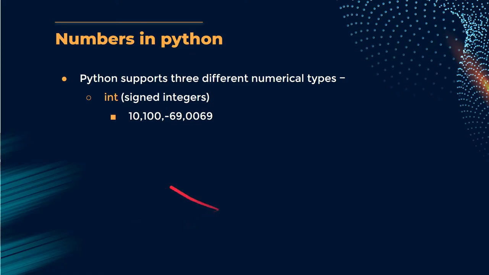We can also have signed integers and unsigned integers. Basically unsigned are positive, and signed, that is minus 69, is a negative number. So these are the first type of numbers used in Python.